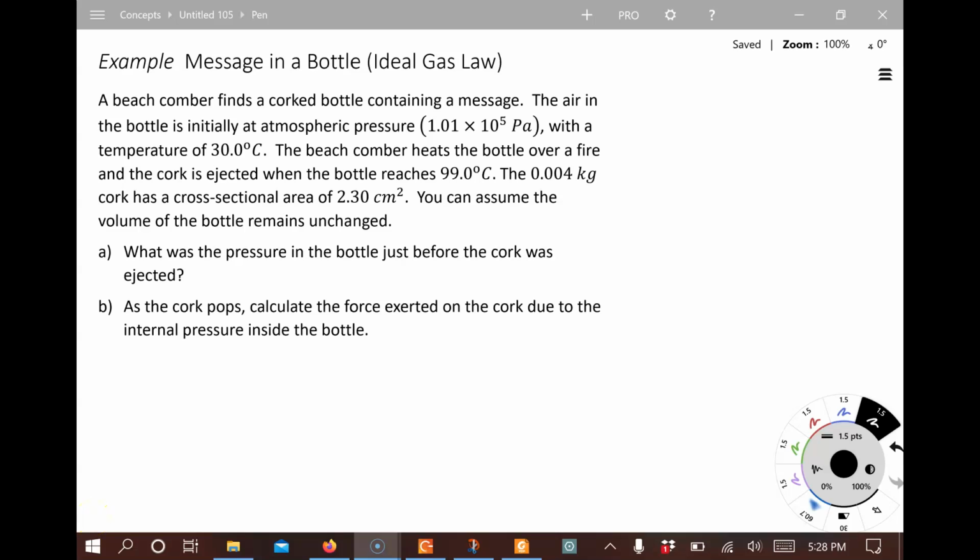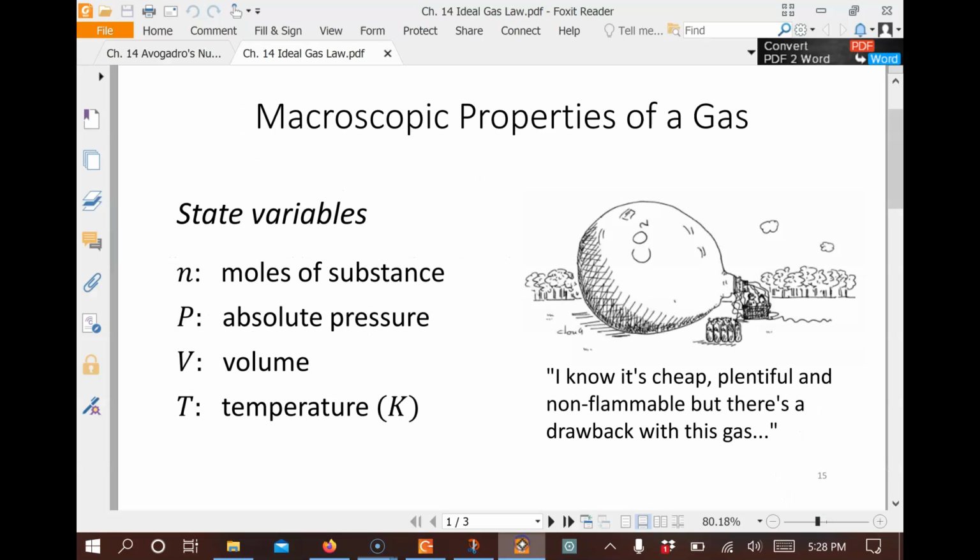Hi, this is an example problem from Chapter 14 on the ideal gas law. Pause for a moment and read the question. So in the ideal gas law, basically we're looking at some properties of a gas and seeing what happens if you change some of the properties. How does it affect the other properties? Let's look real quick here.